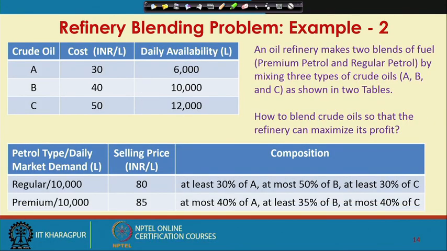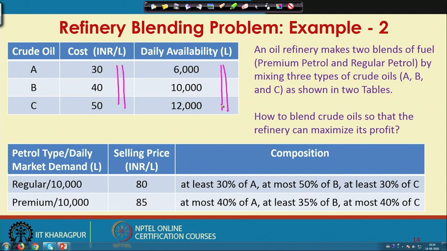So, let us take another problem, which is a refinery blending problem. An oil refinery makes two blends of fuel, premium petrol and regular petrol, by mixing three types of crude oils A, B and C. Look at the two tables, the details are given in the tables. So, the cost of crude oils A, B, C are given, the daily availability in liters are also given for the crude oil A, B, C.